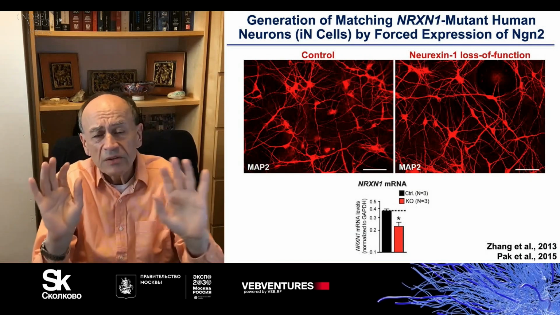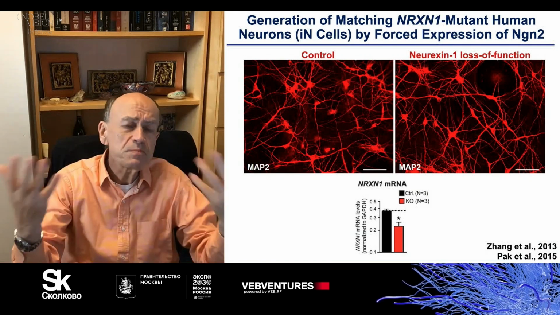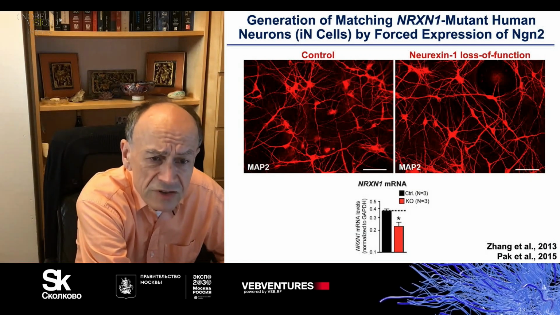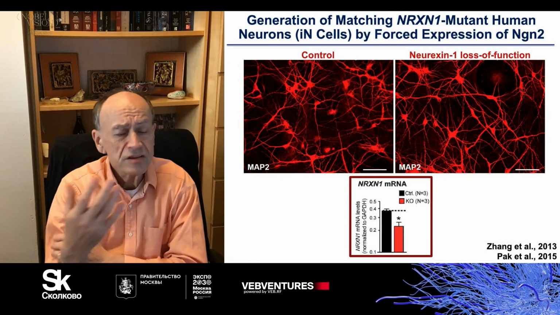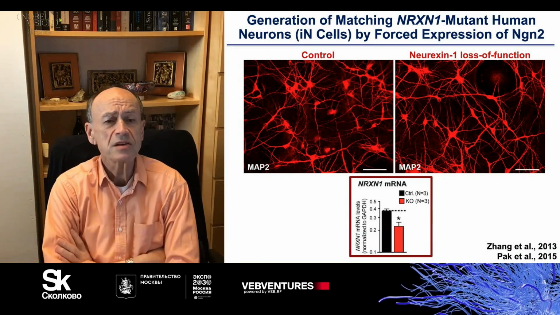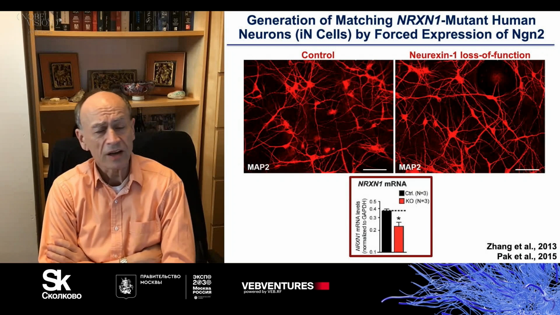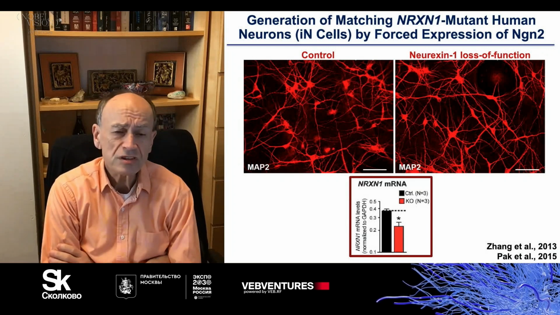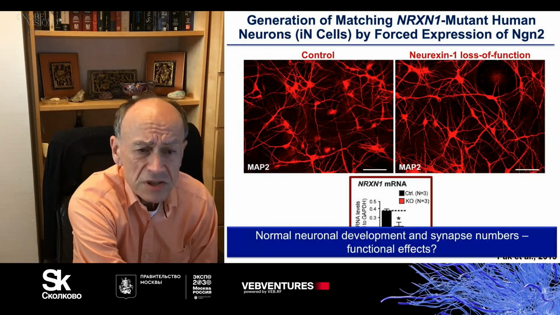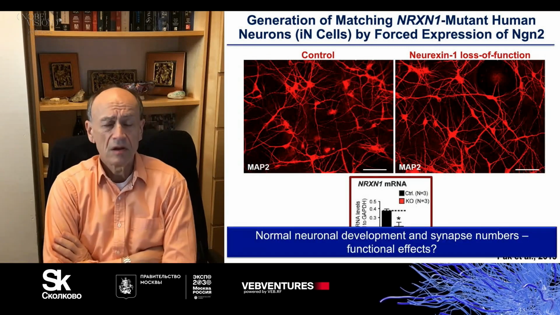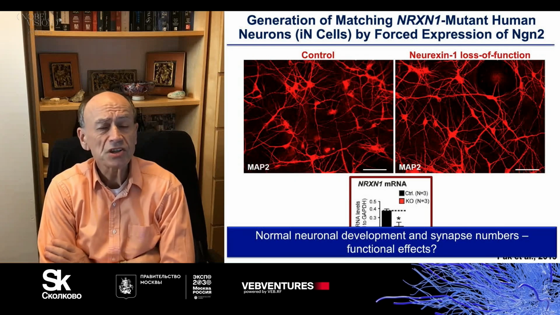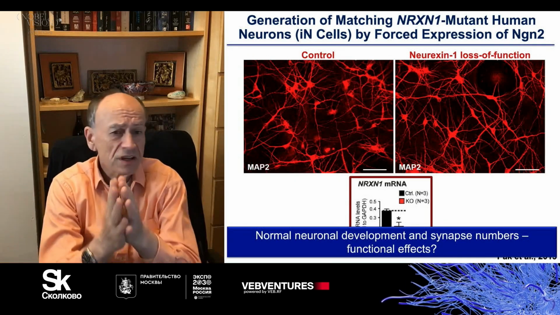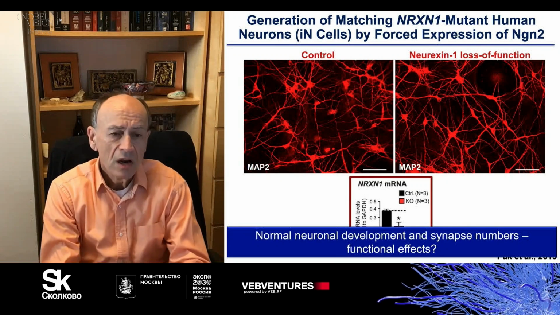And what you see here, that these neurons look phenotypically normal. They have a normal morphology, they form synapses, but they express, as you would expect, as shown at the bottom, less neurexin-1 mRNA. They are truly mutant neurons. And so these neurons afford us with the opportunity to study how the neurexin-1 mutation affects neuronal function, if it does at all, because after all, it's heterozygous.